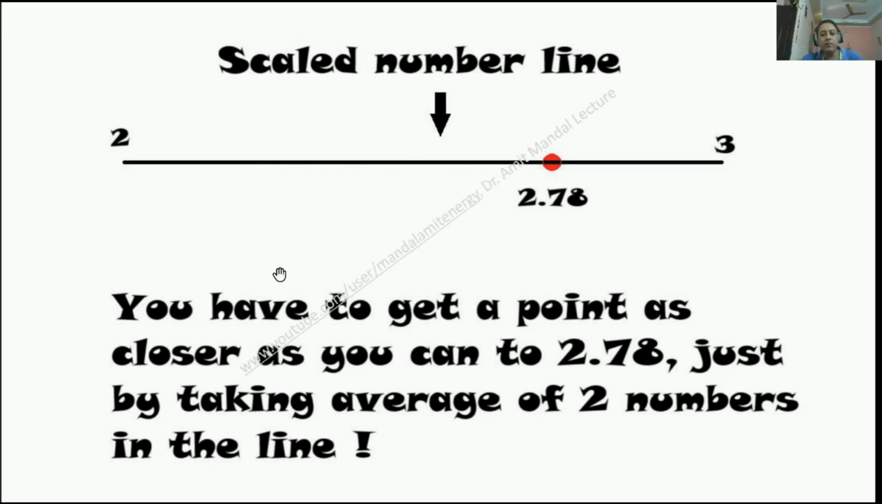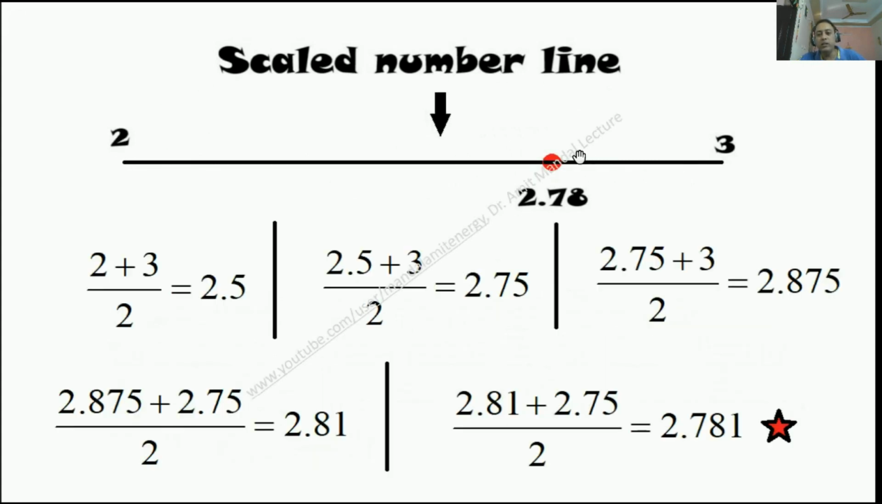Now the game is that you have to get a point closer to this number 2.78 just by taking the average of two numbers on this number line. So let's start. This is 2 and 3, and this is the number 2.78. 2 plus 3 upon 2 is 2.5. So 2.5 is in the middle, which is toward the left-hand side of 2.78, because it is smaller than 2.78. So it is closer to 2.78.